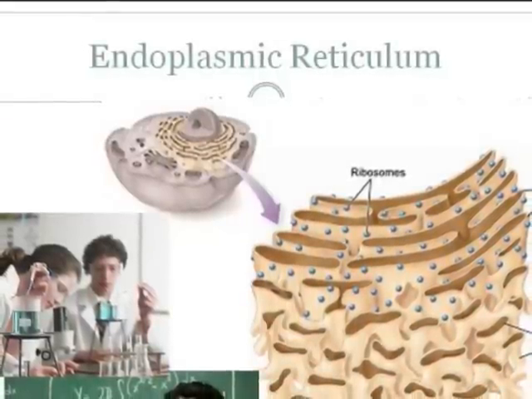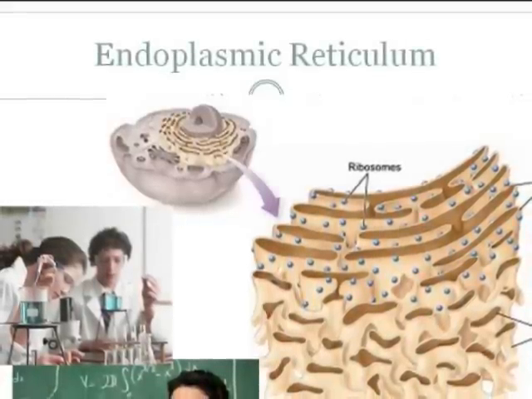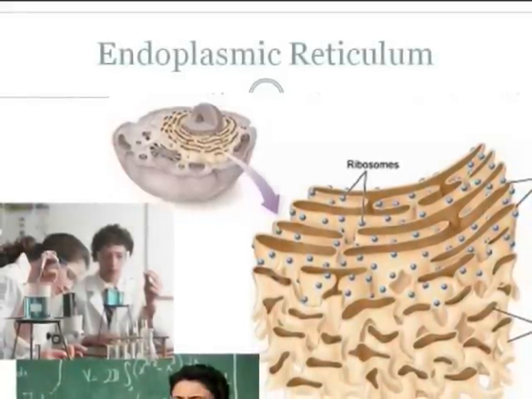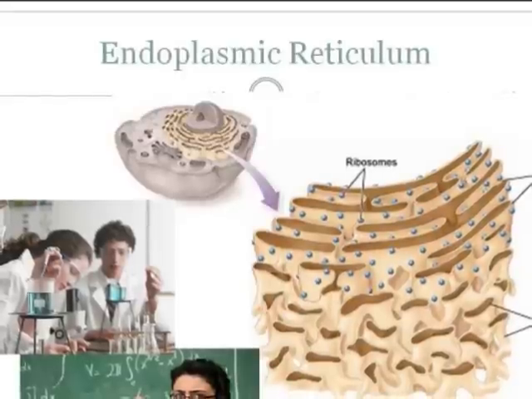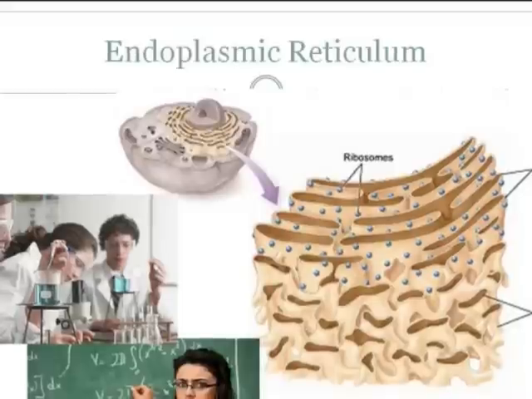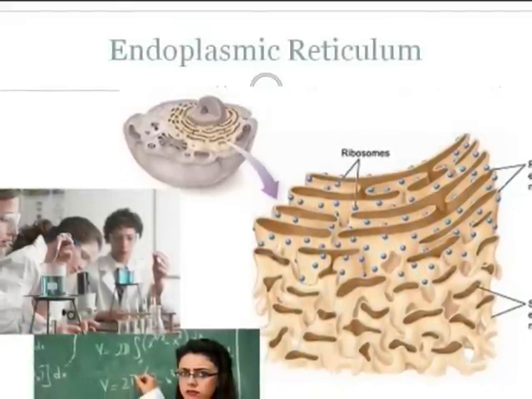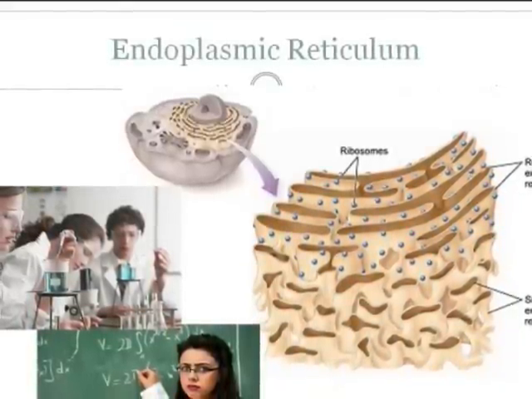The endoplasmic reticulum, or ER for short, is an organelle where proteins are modified and lipids, or fats, are made. There are two types of ER, the rough ER and the smooth ER. The rough ER is lined with ribosomes, and the smooth ER is not. The rough ER is where proteins are modified, and the smooth ER is where lipids or fats are made.